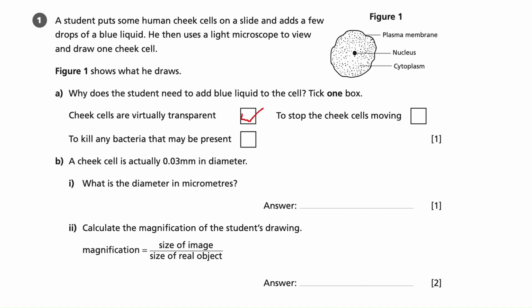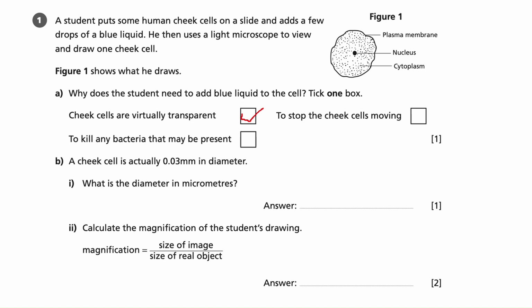For part B, a cheek cell is actually 0.03 millimeters in diameter. B part 1, what is the diameter in micrometers? So it's very important that we're confident in interconverting units in biology. So how do we go from millimeters to micrometers? Well, we multiply the answer by 1,000.